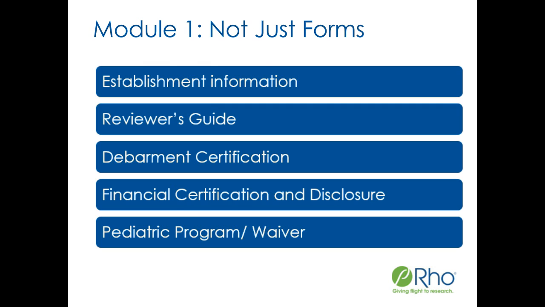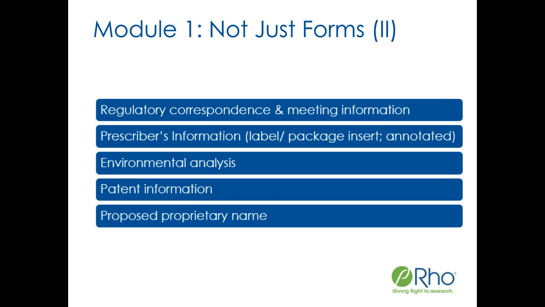So it needs to be a well-written document with some slant, but not too forceful. And then Module 1 is a lot of information for the region that you are submitting your NDA. And these are just some of the documents that are included in Module 1. It's, as I say, not just forms, but it varies from the history of the regulatory correspondence and meeting information that you've exchanged with FDA, the patent information, which is obviously important for generic manufacturers who are looking to follow your product into the market, and you need to apply for your proposed proprietary name well in advance of your submission date.